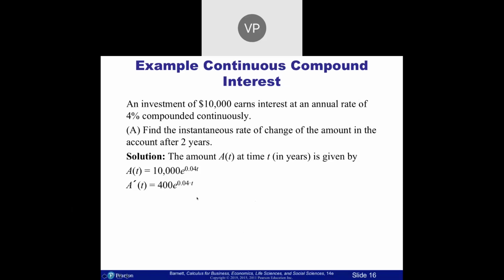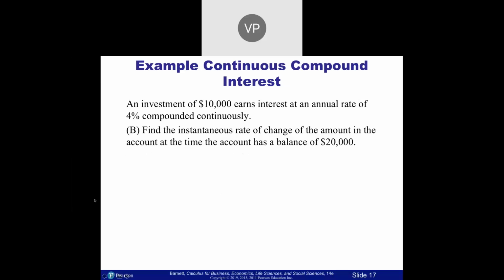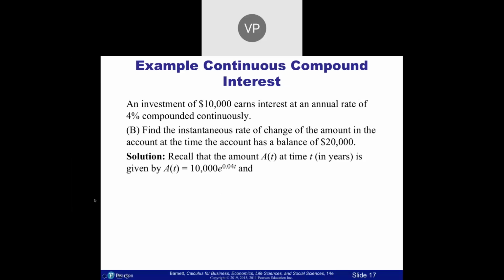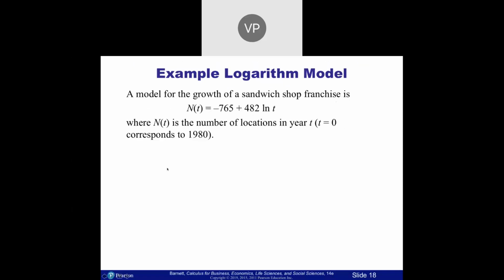But what I want you to see is once you have the derivative, now we can plug in the 2 for the 2 years to see what the rate of change was. So you plug this in, you get 0.08, find e to that, multiply it by 400, and we get the 443, which is saying that after 2 years, you're growing at a rate of about $433.31 per year. So again, instantaneous rate of change. That's what the derivative is. Okay, so I'll skip the next one because it's the same kind of thing. Like I said, it doesn't really hit your homework right here, but this one will.